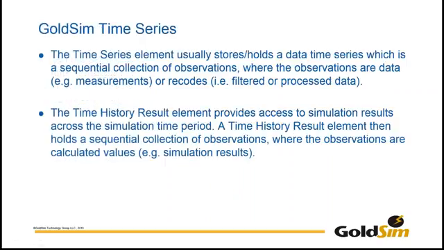So the time series element, as I mentioned, usually stores or holds a data time series, which is just a sequential collection of observations. The time history result element provides access to simulation results across the simulation time period. So the time history result element holds a sequential collection of observations where the observations are calculated or simulated values. So both are time series. One is data, one is simulated values.